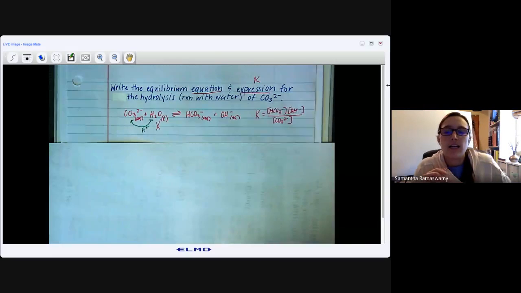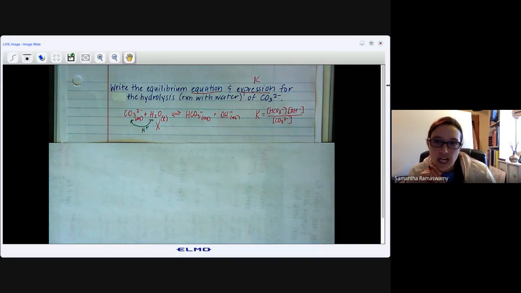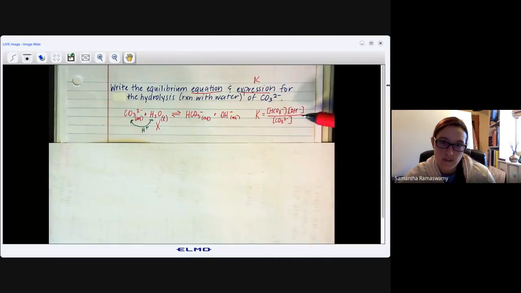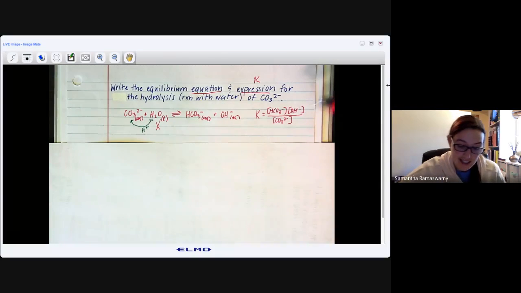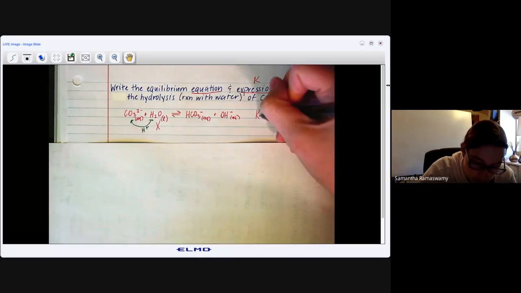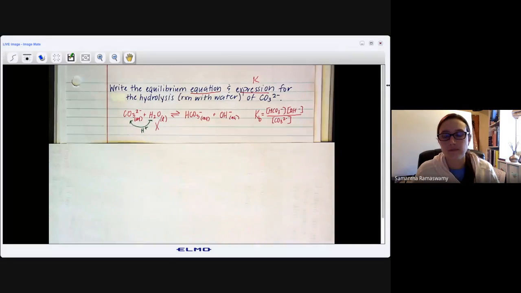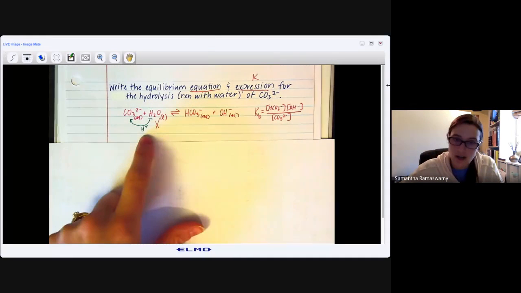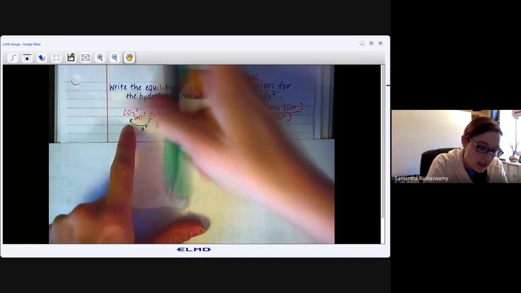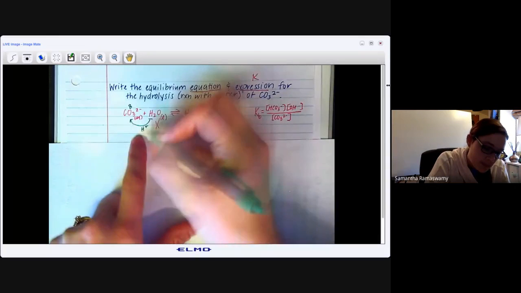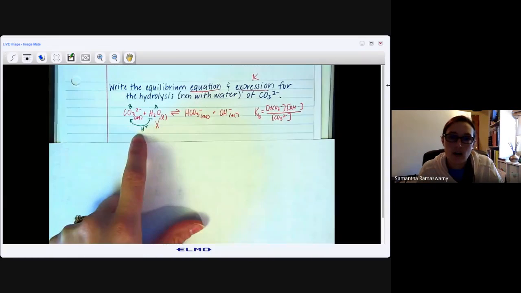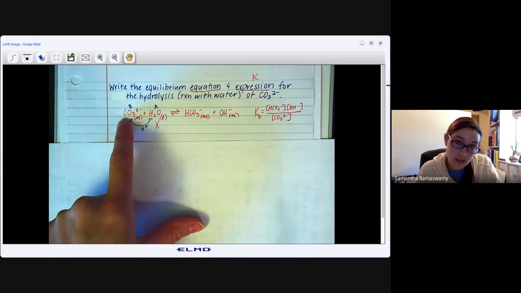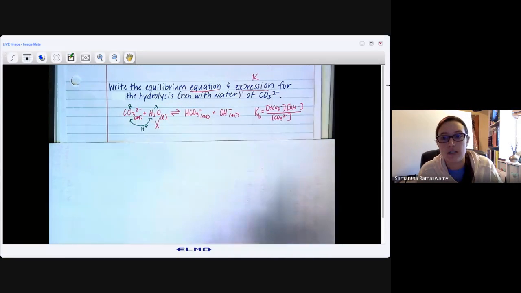Now, to figure out whether it's Ka or Kb, you look at what you have in the expression. I have OH- in the expression. OH- means we're dealing with a base. So this is the Kb expression. CO3 2- was acting as a base here because it was accepting the proton from water. So we're looking at the Kb expression for CO3 2-.